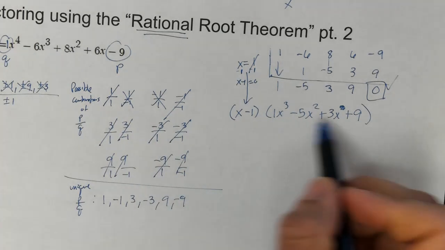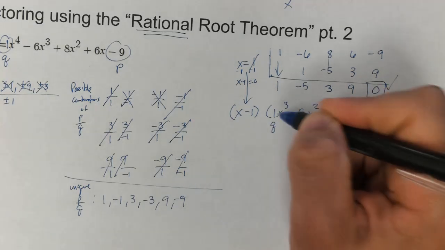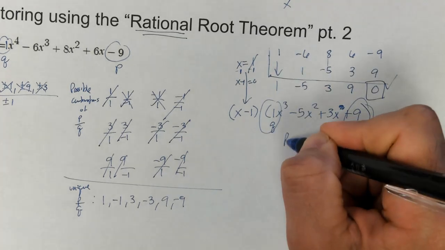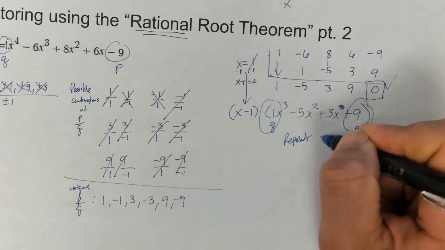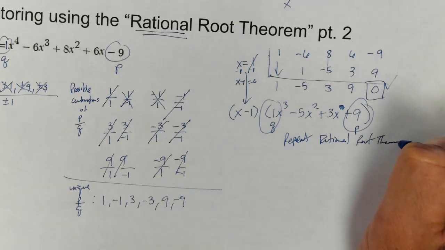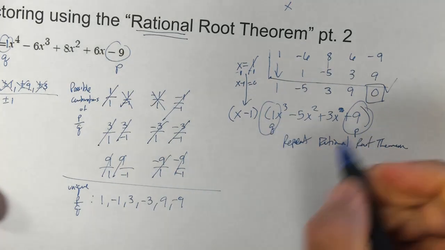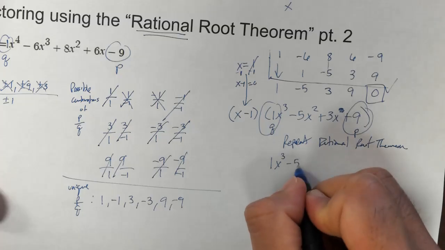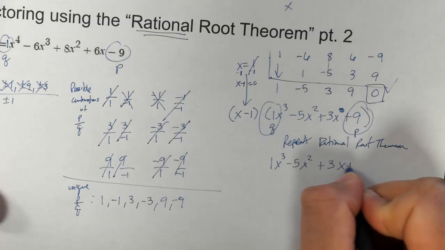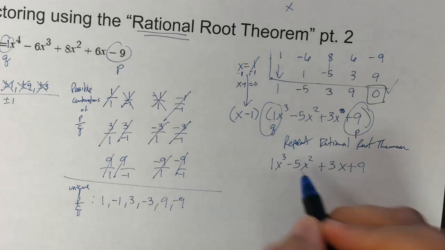Now we can still factor the cubic. What can I do here? Well, you can treat this as p and as q and repeat the process. Repeat the rational root theorem. Or, is there another way to factor this cubic? Sometimes it's possible to do it through grouping. Is it possible to do it through grouping? Let's test it out. Let's see, what do these have in common? They have an x squared in common.